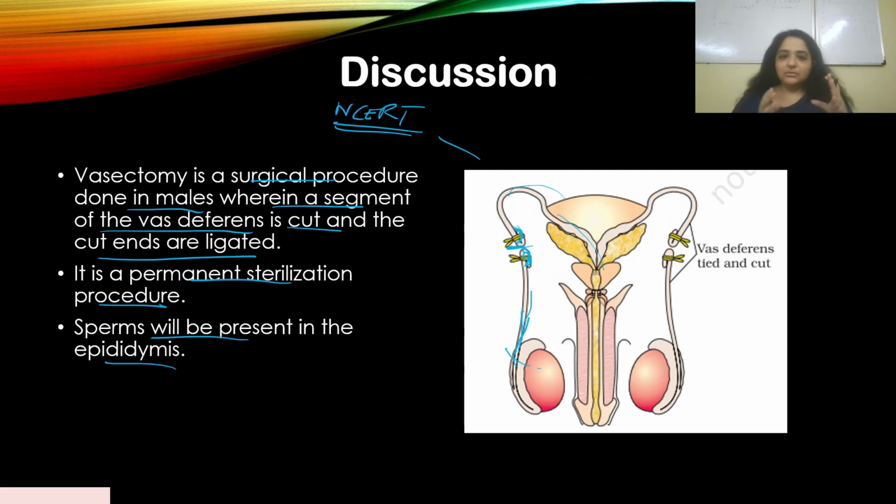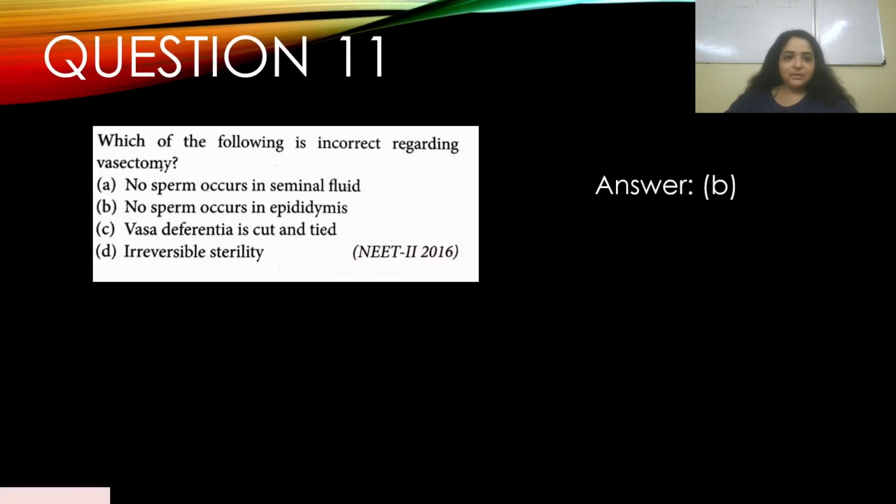But in our question it said no sperms occur in epididymis, which is incorrect. The sperms will be present in the epididymis. What happens in vasectomy is the vas deferens are cut. Just think of it this way: vas means vas deferens are cut, and that happens in males. Vas deferens is present in males, not in females. In females it is tubectomy. We'll come to that later.